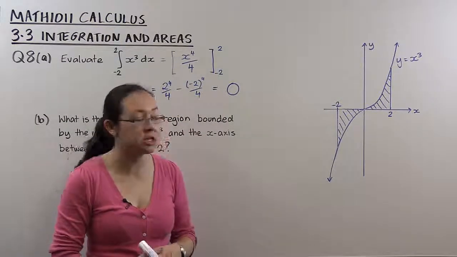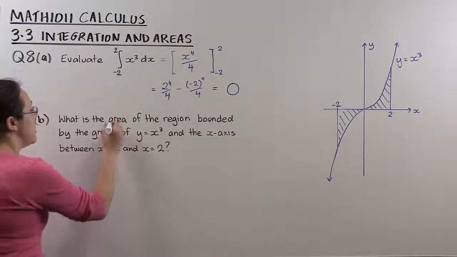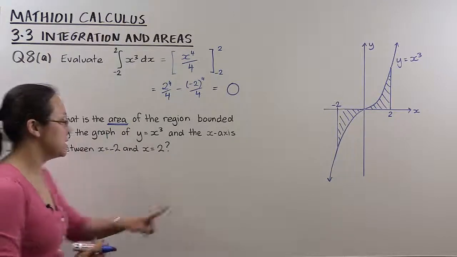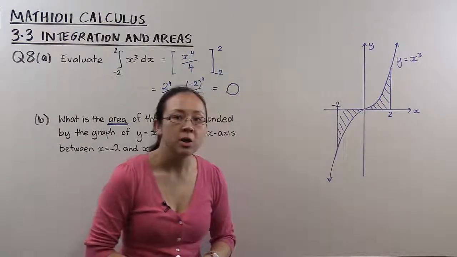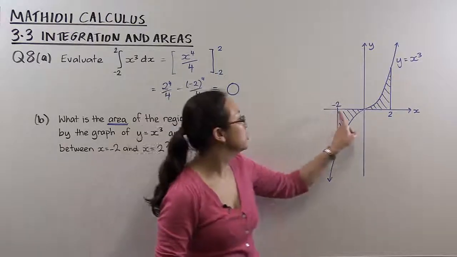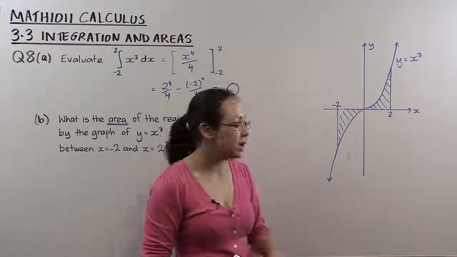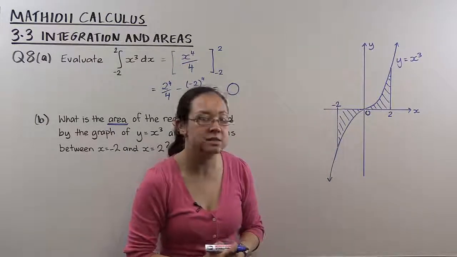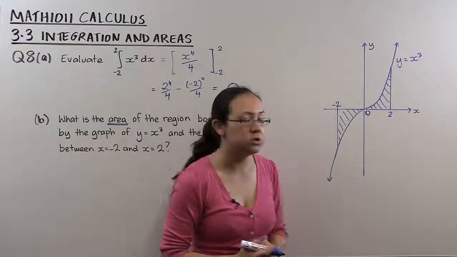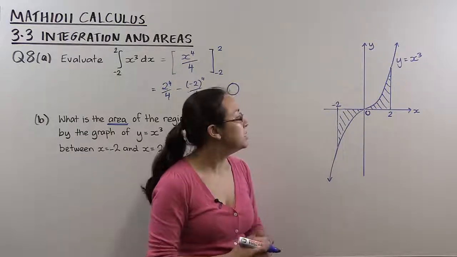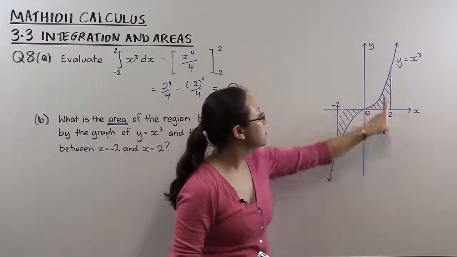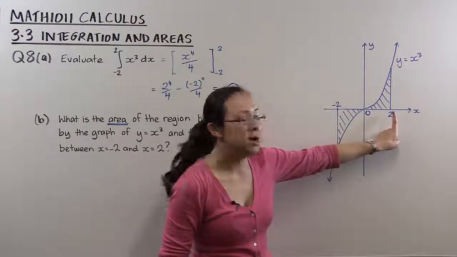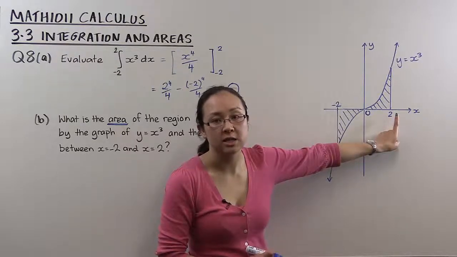Now, if the question actually would like us to find the actual area of the region bounded by this graph and the x-axis between -2 to 2, we can't just find the definite integral from -2 to 2. We have to realize that this area from -2 to 0 is below the axis, but this area from 0 to 2 is above the axis. Now, because there's some symmetry here and we know those areas are the same, we can just find the area from 0 to 2 and we can double that to get the total area.